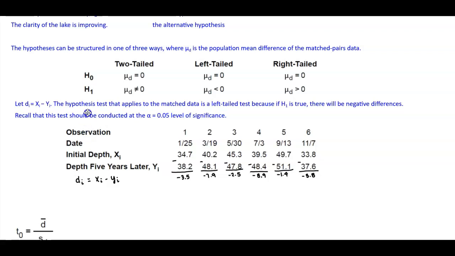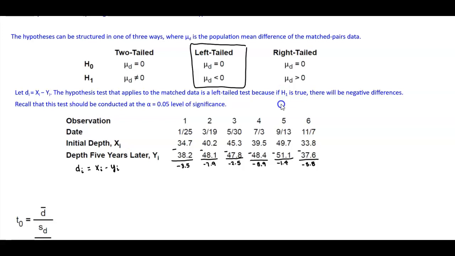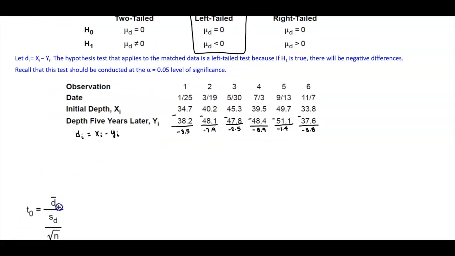Now, the hypothesis test that applies to the matched data is going to be the left-tailed, because if the alternative hypothesis is true, there will be negative differences. And you can see here that there are negative differences. So recall that this test should be conducted at the alpha equals 0.05 level of significance.